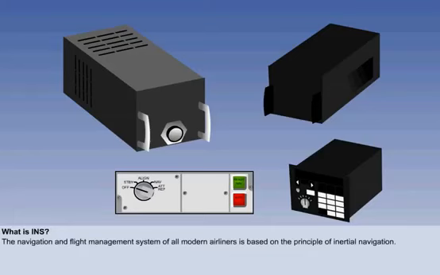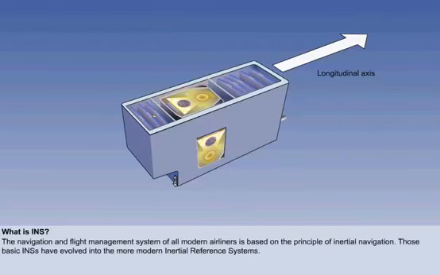The navigation and flight management system of all modern airliners is based on the principle of inertial navigation. The inertial navigation system, usually abbreviated to INS or sometimes IN, began to be fitted to airliners in the late 1960s and early 70s. Those basic INSs have evolved into the more modern inertial reference systems, usually abbreviated to IRSs. Their technology and engineering has moved on 40 years, but the basic principles remain exactly the same as those of the early INS.